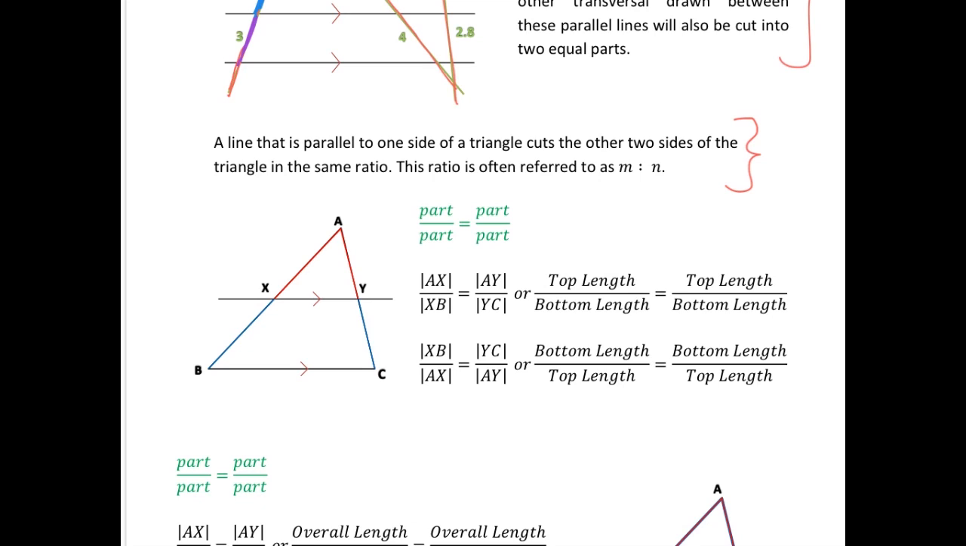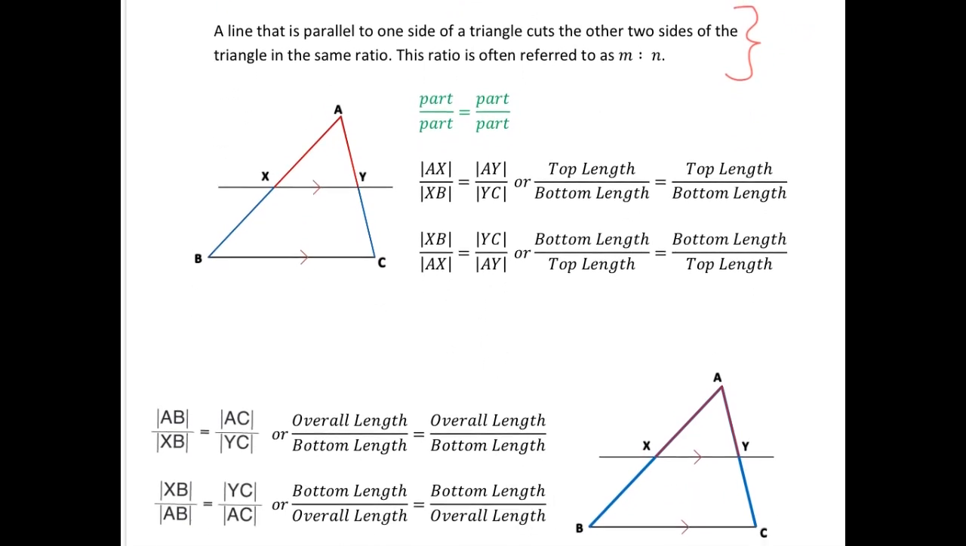And we can also flip these fractions the other way around and write that the bottom length divided by the top length is equal to the bottom length divided by the top length. So in our triangle we have over here, our bottom length is XB divided by AX is equal to YC, our bottom length on the other side, divided by AY, the top length on the other side.